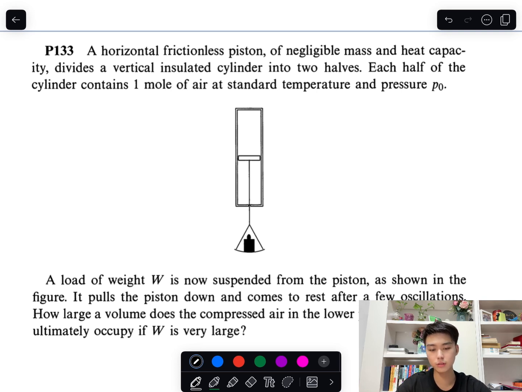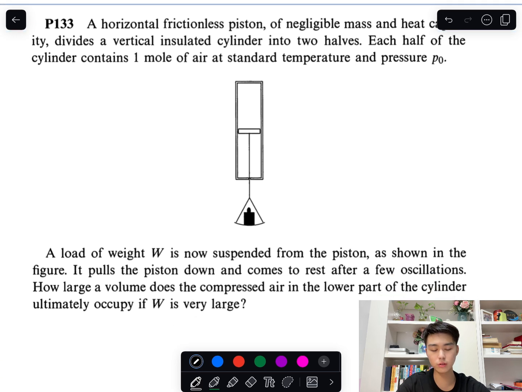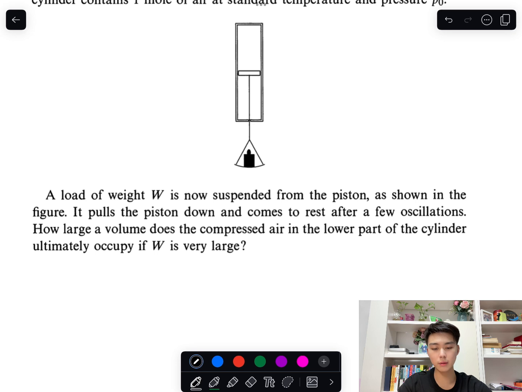Problem 133. There's a piston, frictionless, with no mass and no heat capacity, in a vertical cylinder with two equal halves. Each half has 1 mole of air at standard temperature and pressure P0. There's a load suspended from them and they push down, so this part will go down to here.